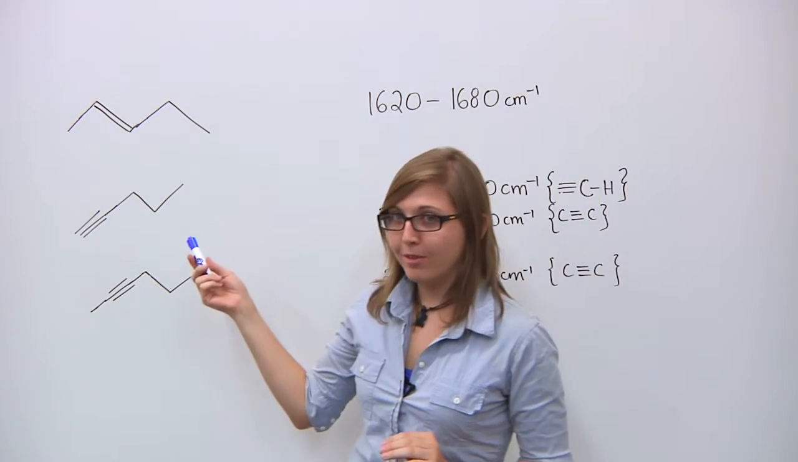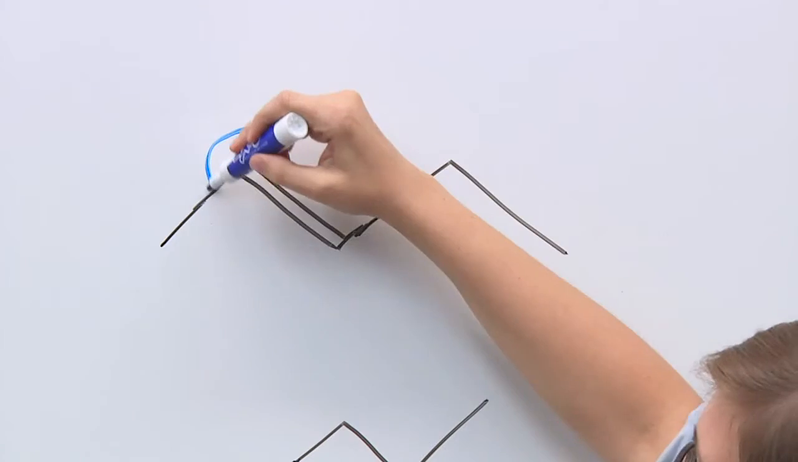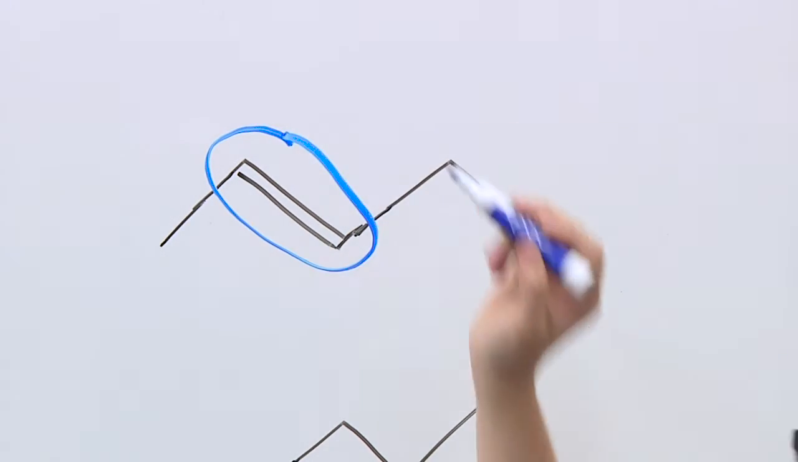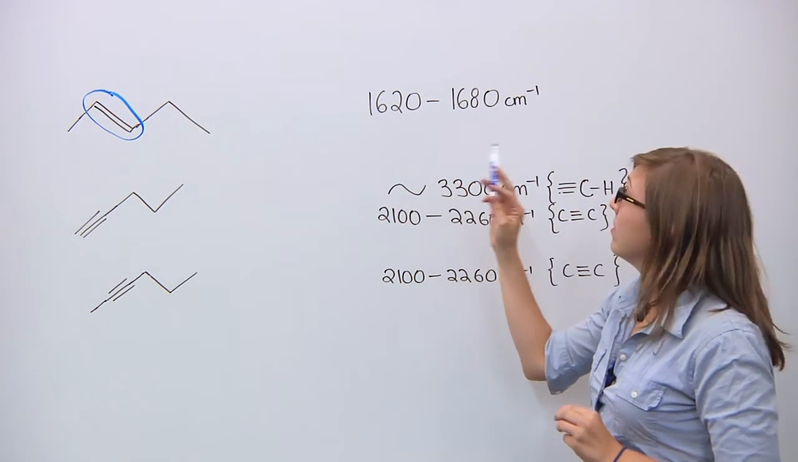Now let's look at these molecules. Here we can identify an alkene, which will give a frequency of 1620 to 1680.